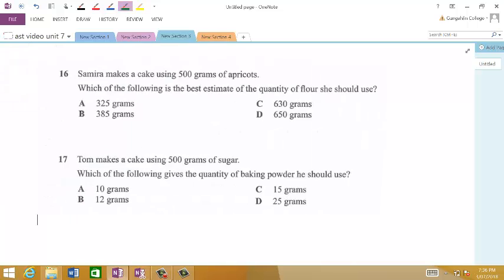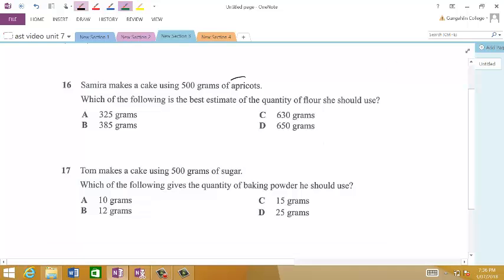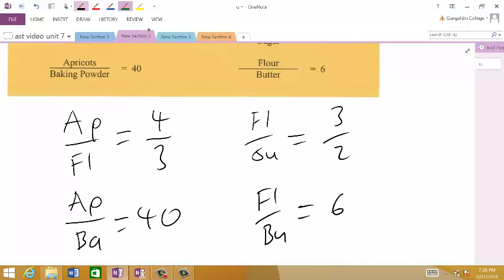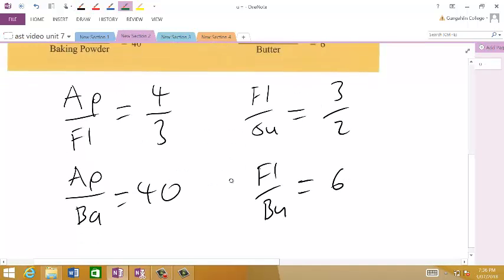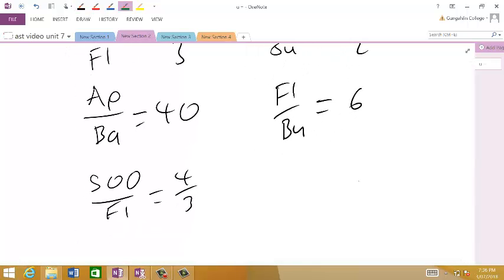We have question 16. Samira makes a cake using 500 grams of apricots. Which of the following is the best estimate of the quantity of flour she should use? The key thing here, we have apricots and flour, so we need to use our apricots and flour equation, and we know that apricots is 500. So our apricots flour equation is that one there. 500 over flour equals 4/3, and then we just solve that equation.